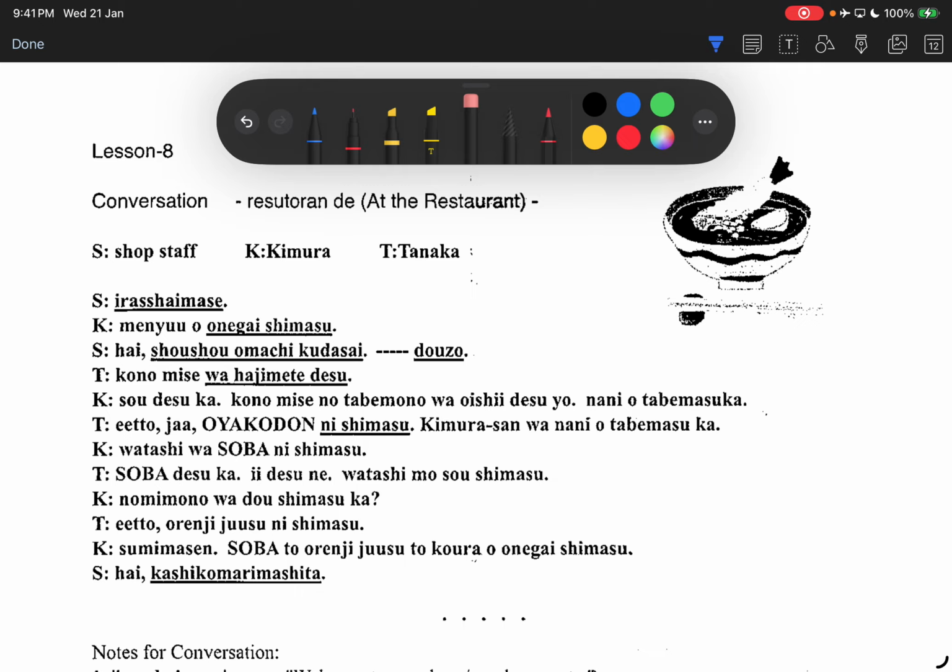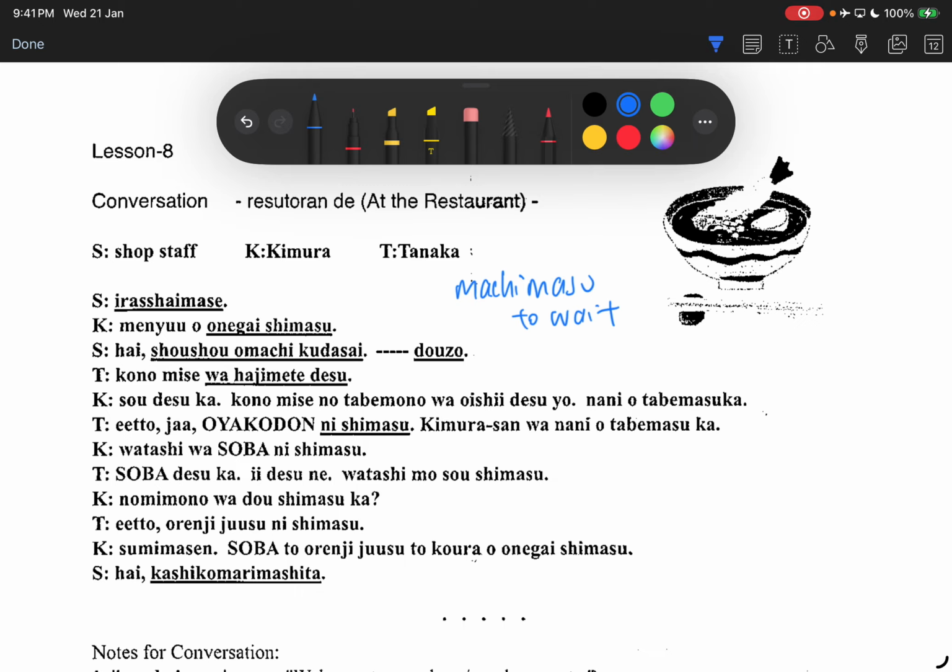So shou is just like in Chinese we say shao wei, which means for a while. So it's like for a while, omachi. Omachi comes from this word called machimas. Machimas means to wait. Right? Machimas means to wait.